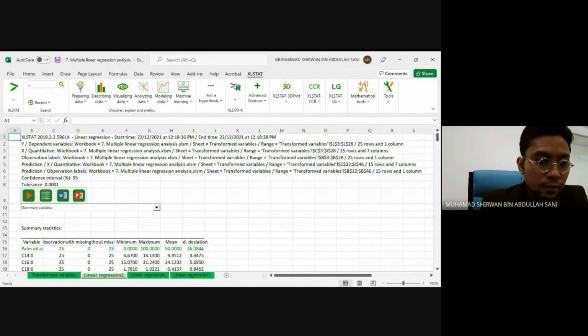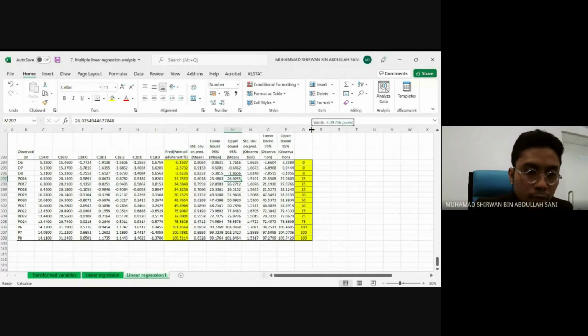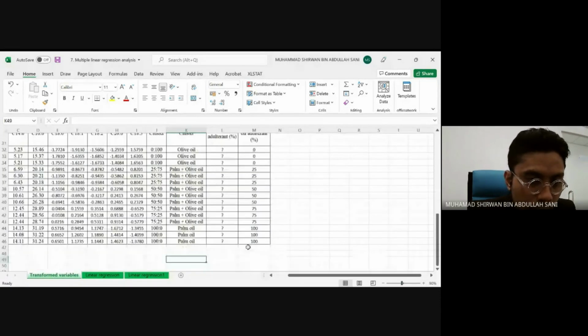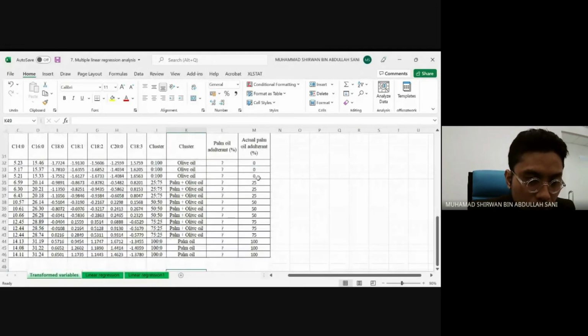So you will get the result of linear regression 2 here. We will get the results of the second analysis. Okay. So if you look, this is the one that we are looking for. If we have the transform variables here, we already have the actual palm oil adulterant: 0, 0, 0, 25, 50, 75 and 100. We want to check how much prediction they can get. Is it correct or not?